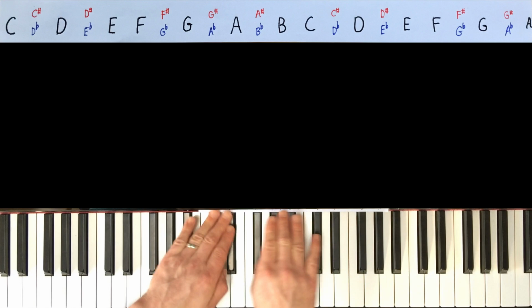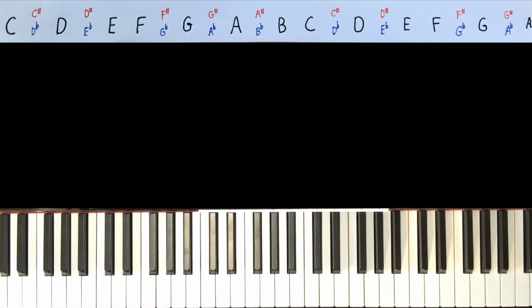Now, this piece of paper could extend the entire length of the piano because, as you can see, the pattern repeats itself. C and C sharp. And if we go along the letters along the piece of paper to the next C, we've got C and C sharp there as well.